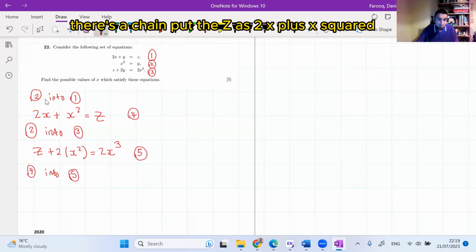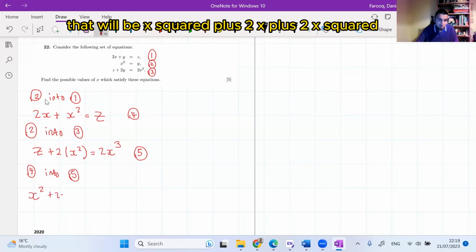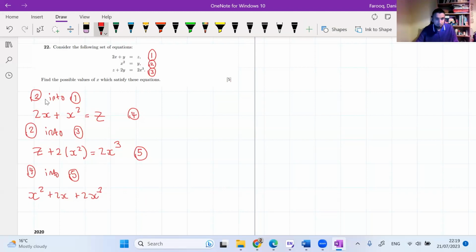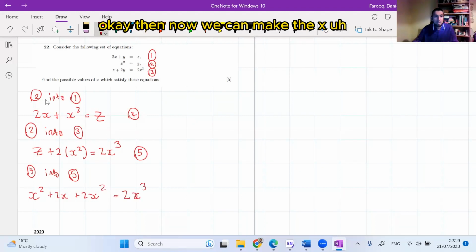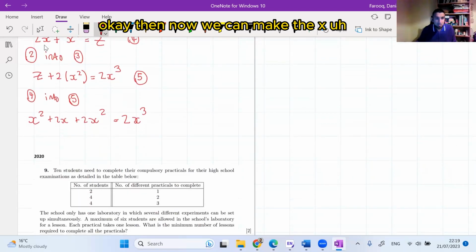So it's a chain. Put the z as 2x plus x squared. That will be x squared plus 2x squared, which will now equal to the 2x cubed, okay? Then now we can make the x cubed the subject.